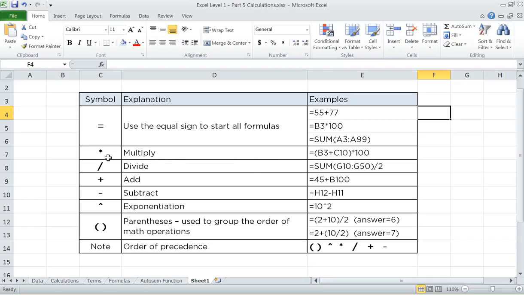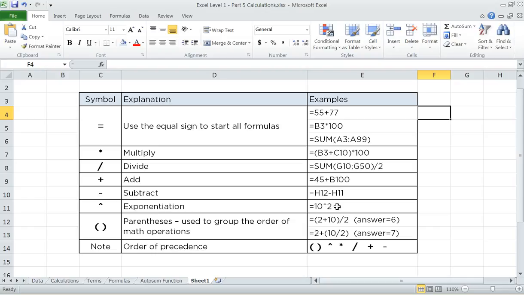The next thing to know is the mathematical operator symbols. So we've got the multiply, which is the asterisk. You might want to find these on your keyboard. The forward slash, which is the divide. The plus and the minus, add and subtract. And the caret symbol, which is the uppercase of the number 6 on my keyboard, which is exponentiation.